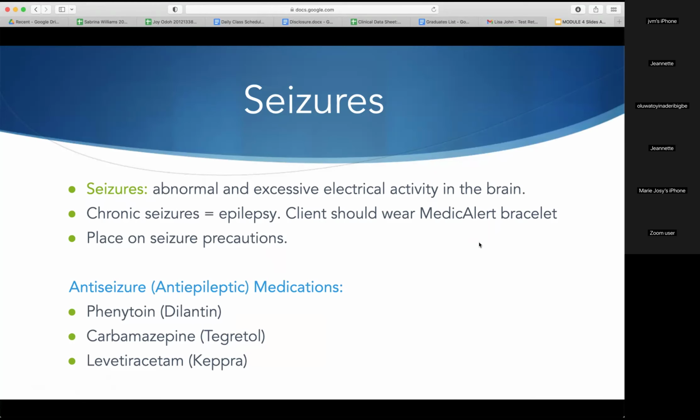Okay, so I want you to memorize 3 anti-seizure or anti-epileptic medications. Phenytoin, which is Dilantin, carbamazepine, which is Tegretol, and levetiracetam, which is Keppra. So please memorize those 3 medications as your major anti-seizure meds.